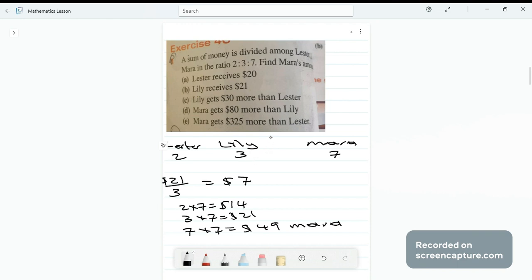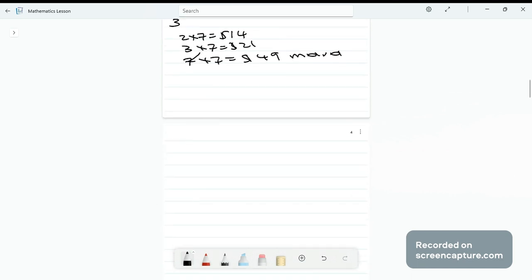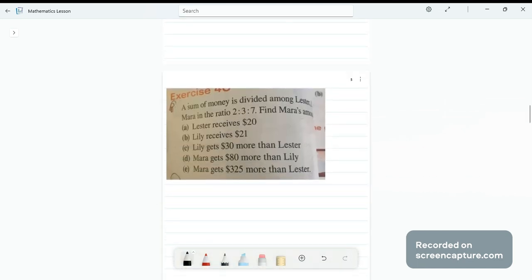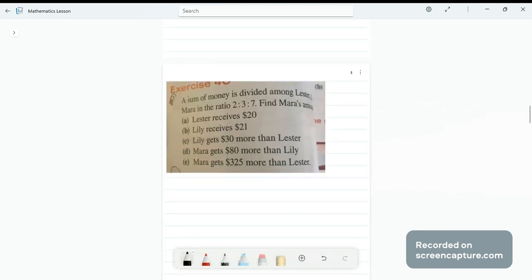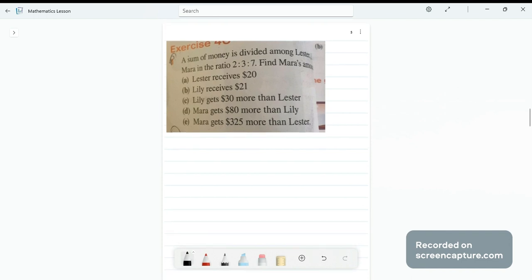It asks us now to find Mara's amount. So Mara got a share amount of 7, and we multiply by 7, which gives us $49. Now we're going to move on to part C, in which it tells us that Lily gets $30 more than Lester.